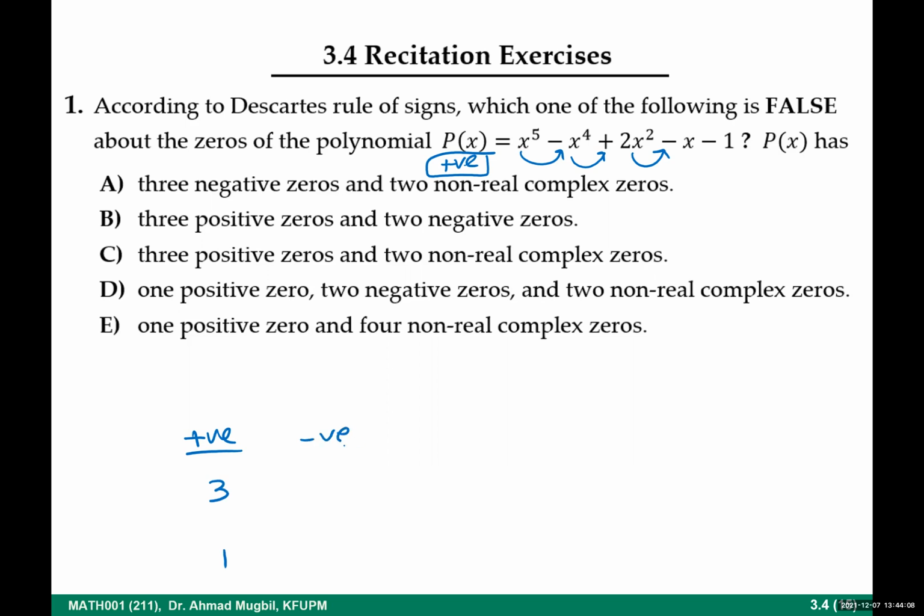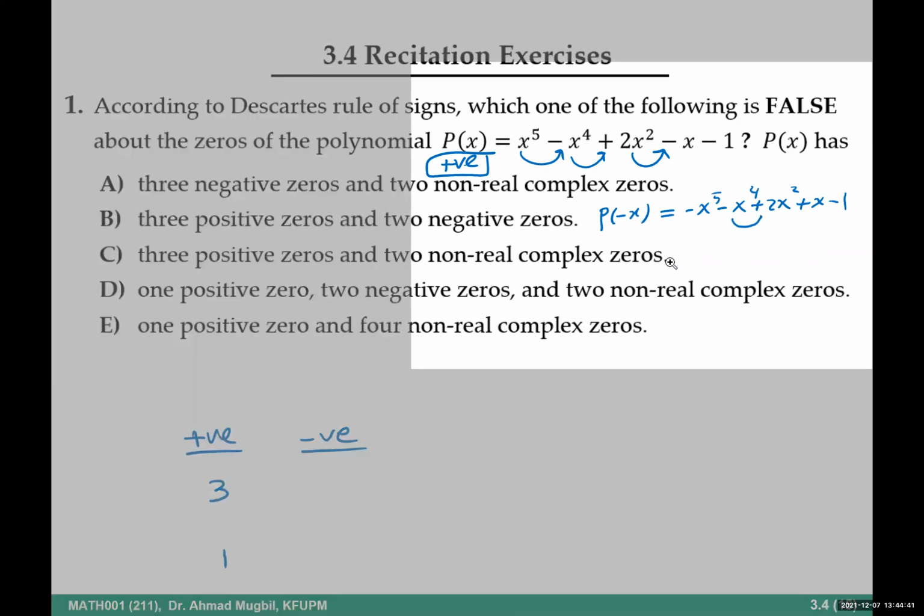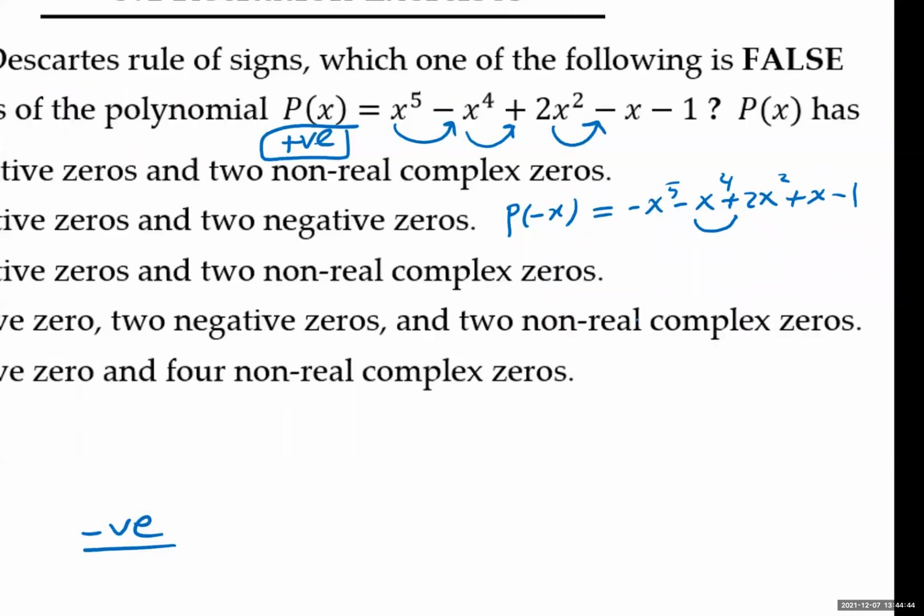For the negative, we said this is the rule of Descartes. It says that the number of positive real zeros equals the number of variations or less than that by an even number. Now you replace x by negative x. What will you get? Negative x to the power 5 minus x to the power 4 plus 2x to the power 2 plus x minus 1. How many variations? We have 2.